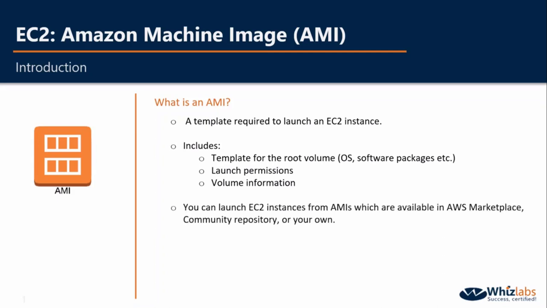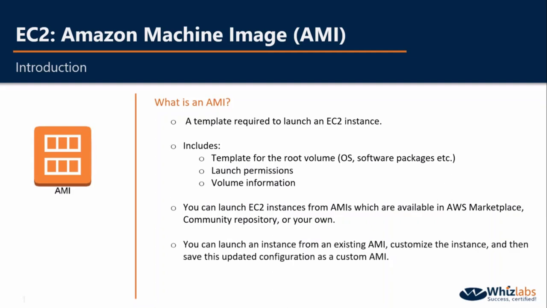You can launch your EC2 instances from AMIs which are available in the AWS Marketplace, Community Repository, or you can launch one from your own. You can launch an instance from an existing AMI, customize the instance, and then save this updated configuration as a custom AMI. That is, instances launched from this new custom AMI include the customizations that you made when you created the AMI.